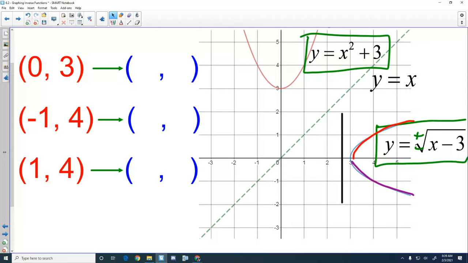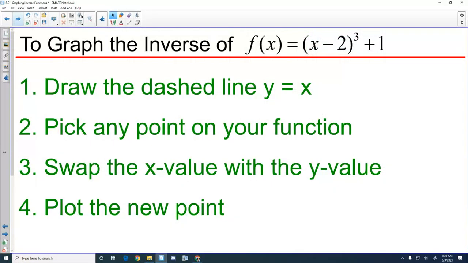All right, well, back to Algebra 2. So here are your steps to graph the inverse of any function. That's just an example. These are the steps you're going to take. So if you forget what to do, just look back at this sheet. It's pretty straightforward.